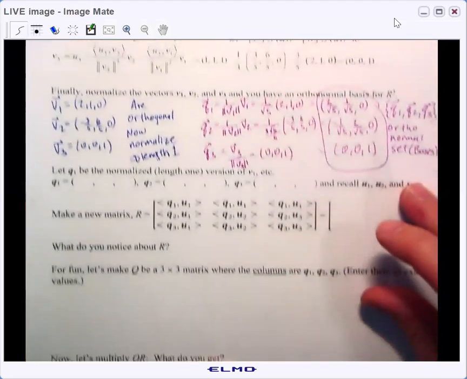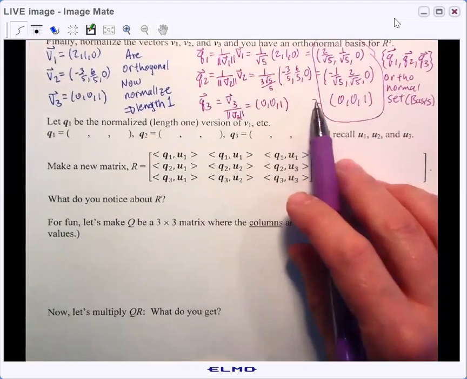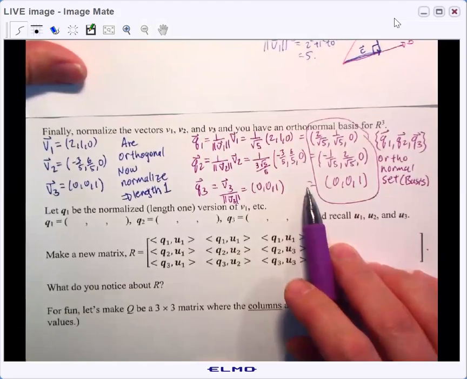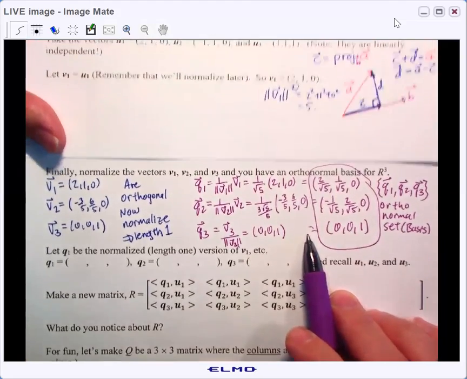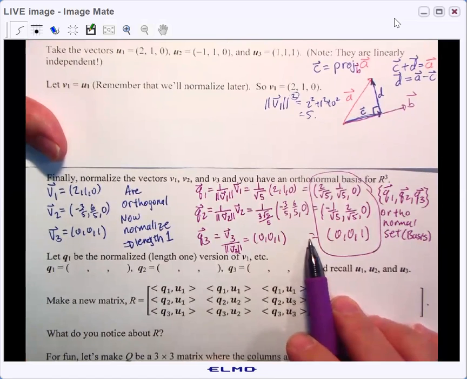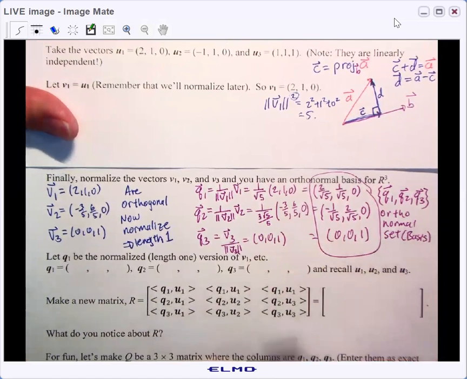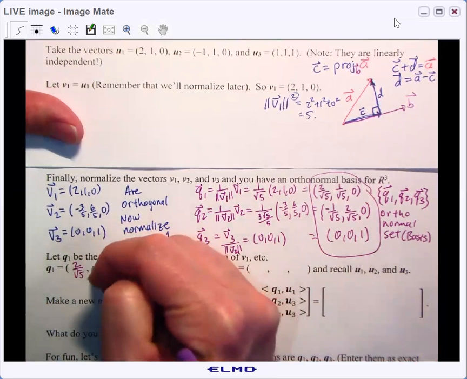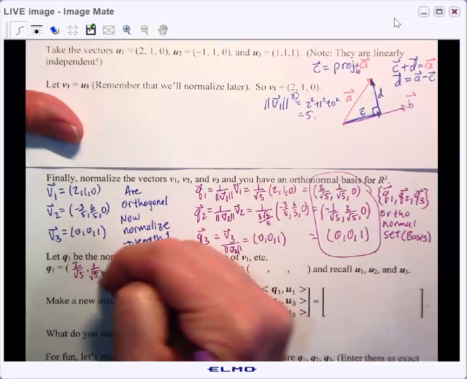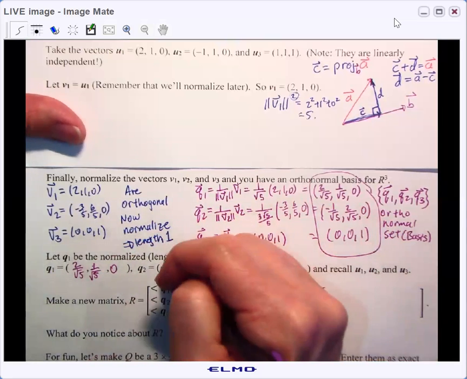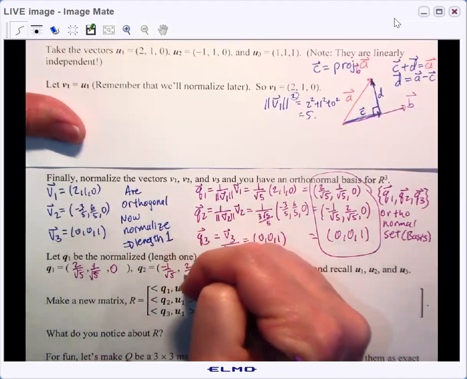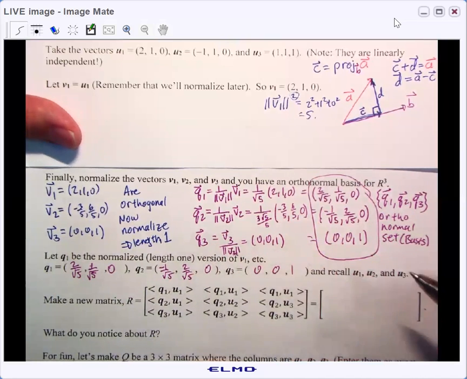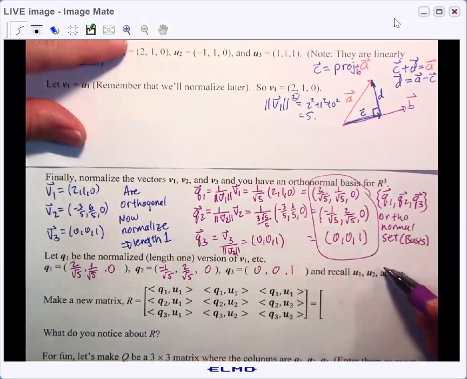All right. So now that we've got our orthonormal set of vectors, what I want to do is remember our original U1, U2, and U3 vectors. Let's see if we can get this all on the same page. Whoop, there we go. And we're going to remember that Q1 is 2 over the square root of 5, 1 over the square root of 5, and 0. Q2 was negative 1 over square root of 5, 2 over square root of 5, and 0. And Q3 was 0, 0, 1. And we remember our U1, U2, and U3 vectors.